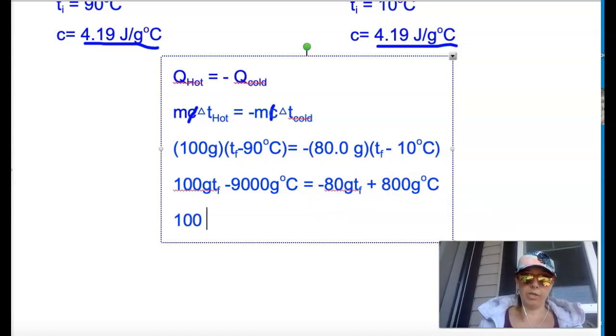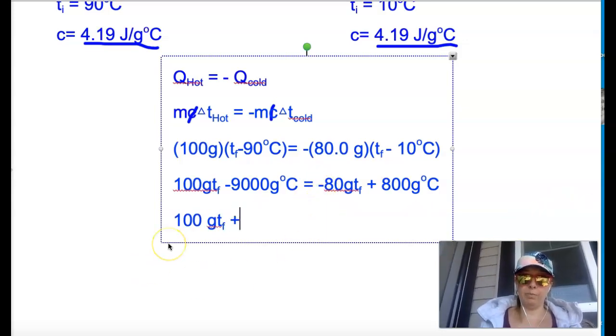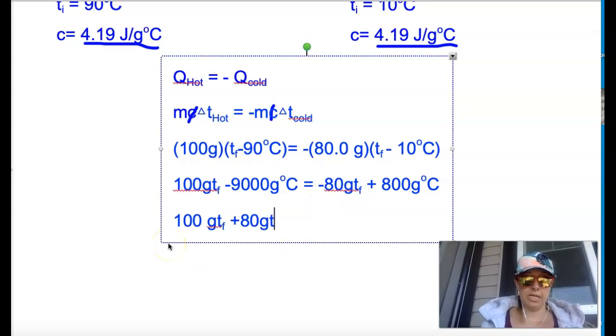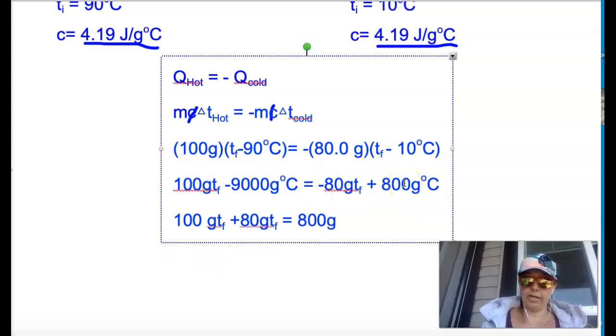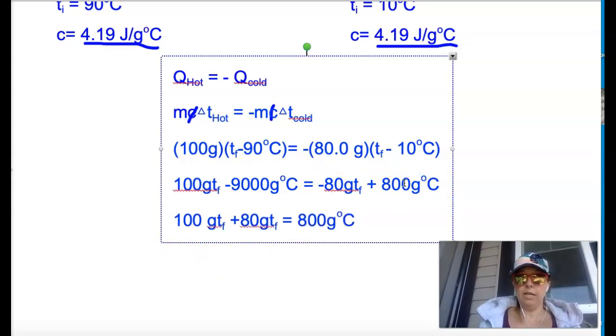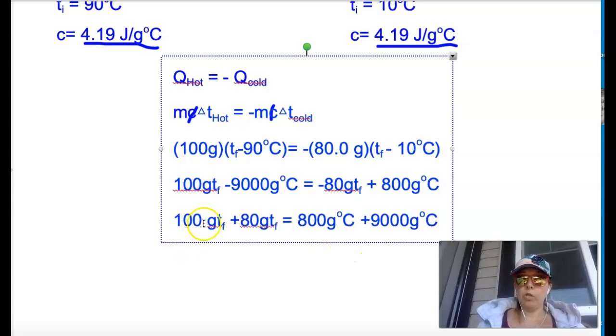So we're going to wind up with 100 grams TF. Because this was minus 80 on this side, when we move it to this side, it's going to be plus 80 grams TF. And that's going to equal, this is staying on this side, so 800 grams degrees C. And then on this side, we had negative 9,000, so we move it to the other side, it's positive 9,000 grams degrees C.